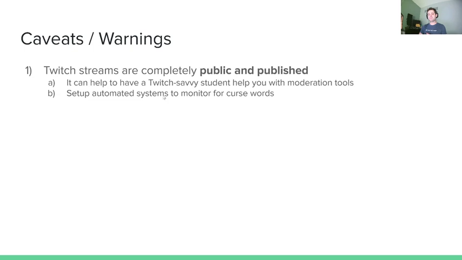You have automated systems or bots, basically, which can monitor for curse words. They can monitor for offensive words. There's a lot of automation you can bring into the mix as well. This is where I'm going to get a little bit deeper into what Twitch does. Disable raids, disable hosting other streams.